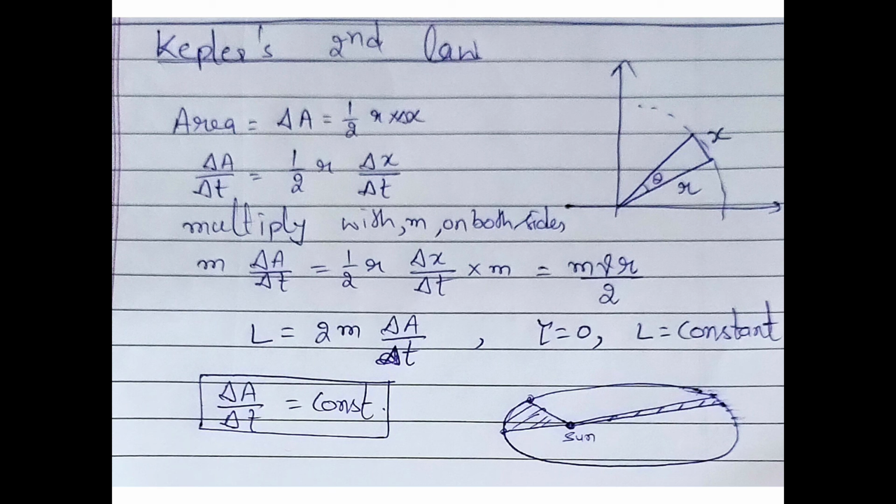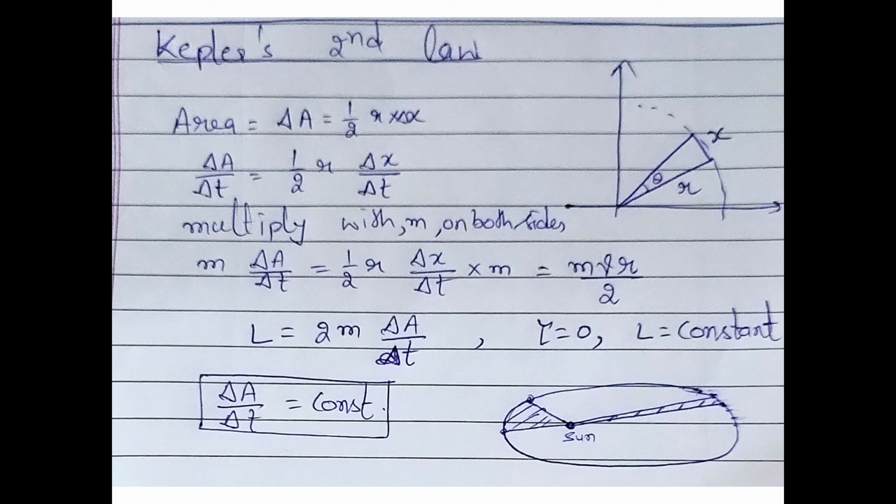Consider an xy axis where at the origin the Sun is lying and a planet is revolving around it. Suppose it covers a displacement delta x. So from this triangle, find out the area: 1/2 r delta x. Divide it on both sides by delta t and multiply on both sides by m.